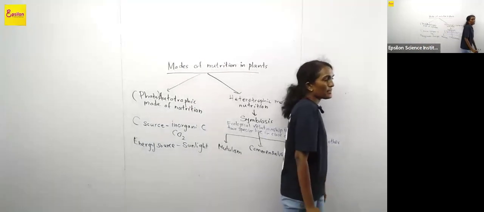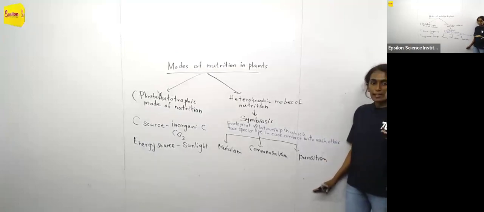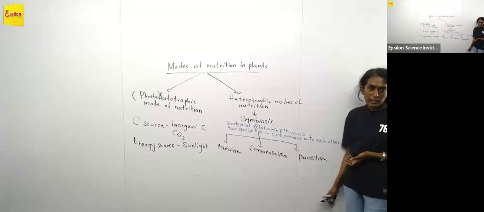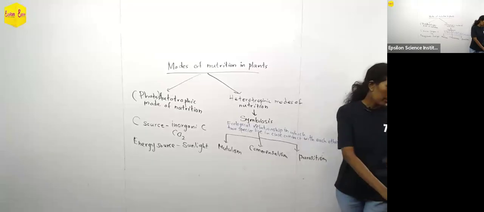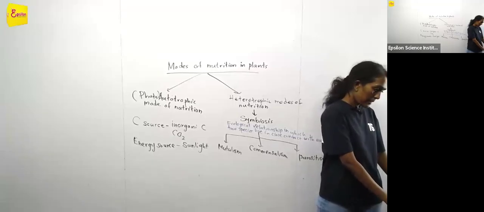Then parasitism, that is also again between two species of organism. One party is benefited, that means the parasite is benefited and the host is harmed. Okay. So for example, those carnivorous, sorry, those, they have given examples here. What are the examples? Nepenthes like plants, no? Yes.